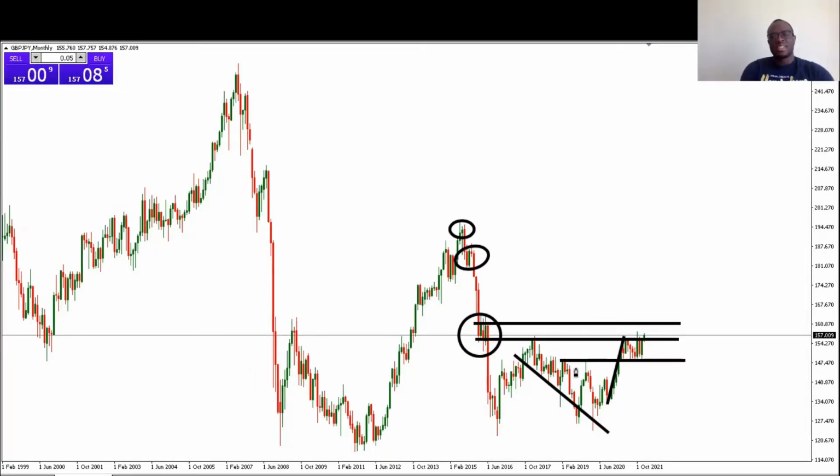Can you notice something interesting? This is a bull flag. You can notice that we have an order block here and we have a bull flag here. What an interesting scenario, right?